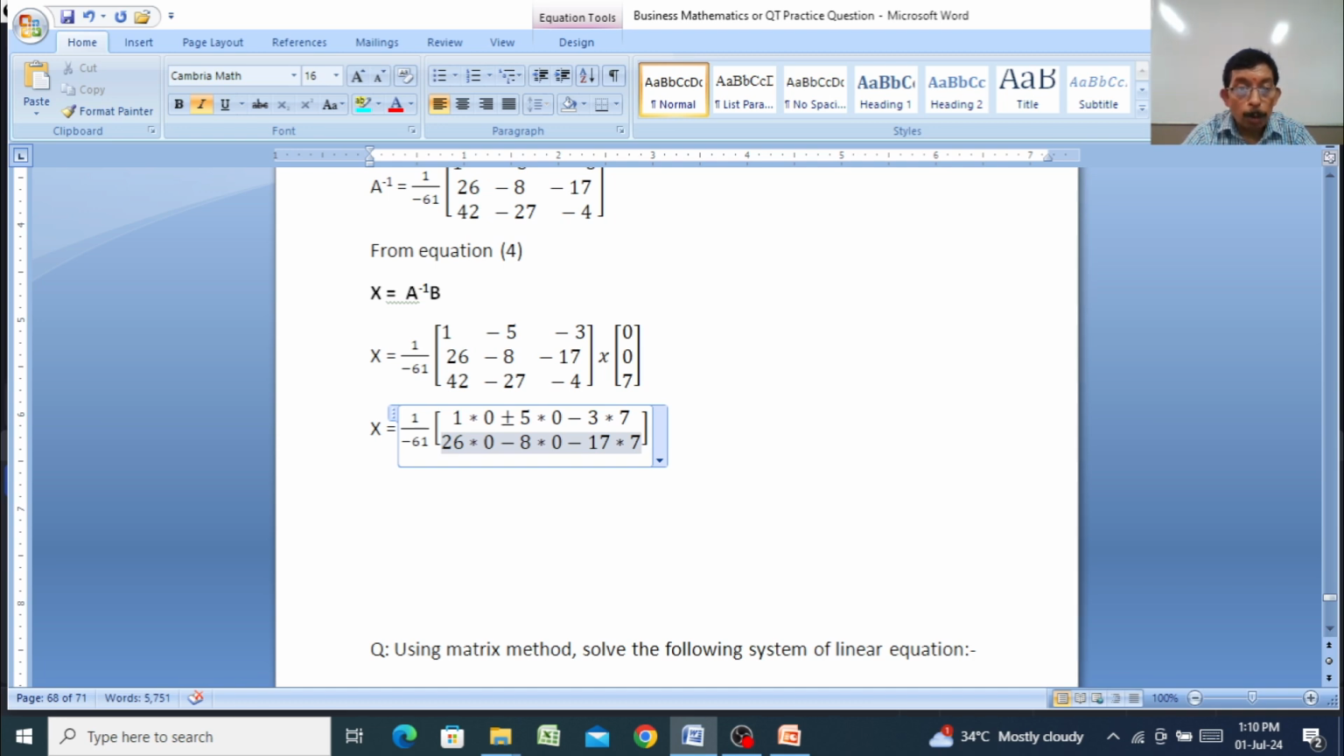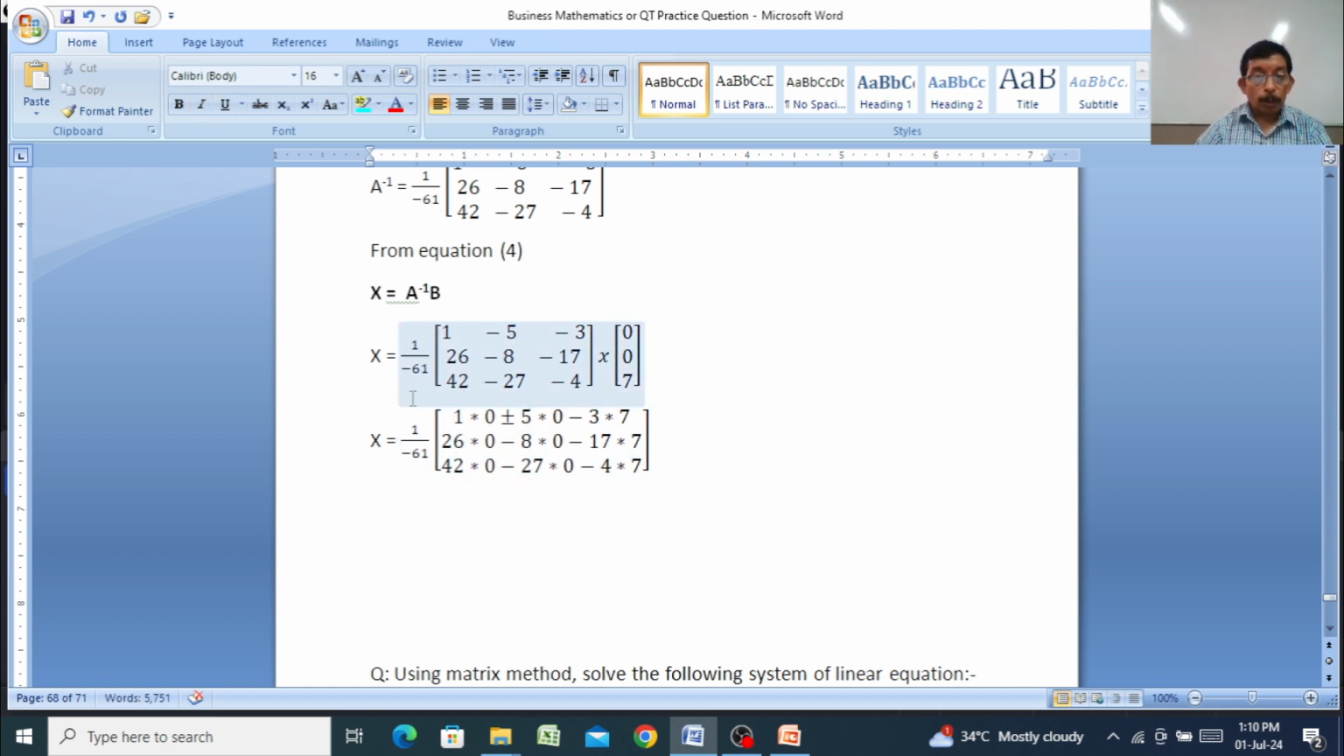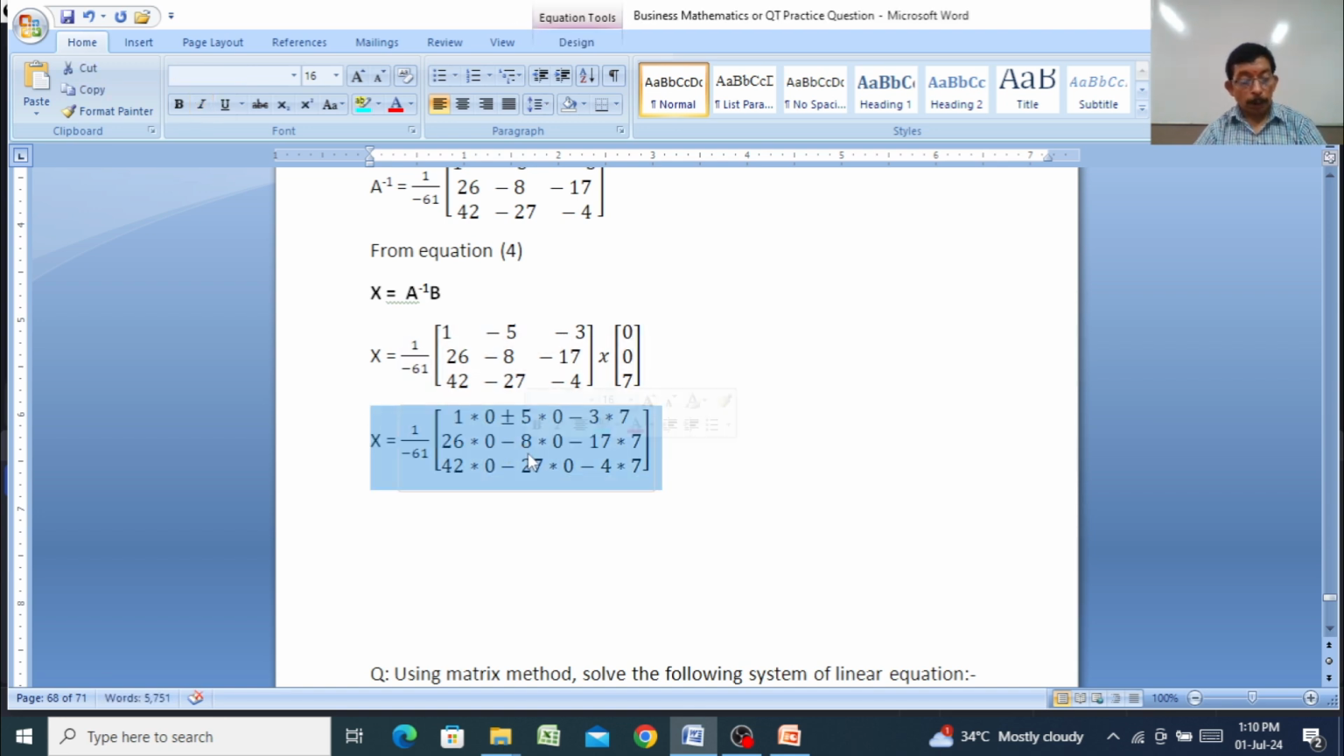Now we come to the last row of the matrix A. 42 multiplied by 0, plus minus 27 multiplied by 0, then minus 4 multiplied by 7. Now the row and column multiplication is complete. Now we solve in the next step of this matrix.